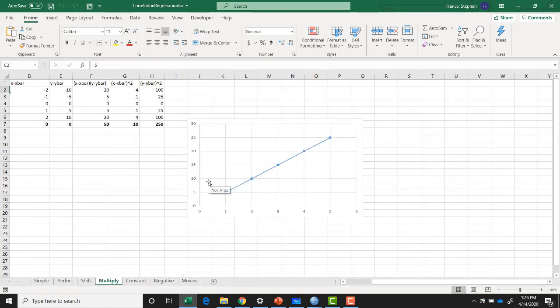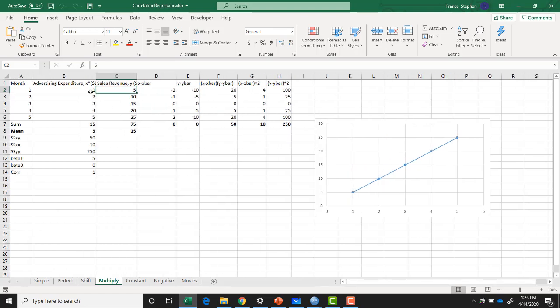And then here's another example. This is kind of multiplied. So here we have advertising of 1,000, sales of 5,000, advertising of 2, sales of 10. But again, there's no error. We have this perfect relationship here. And with this perfect relationship, we have a perfect correlation.